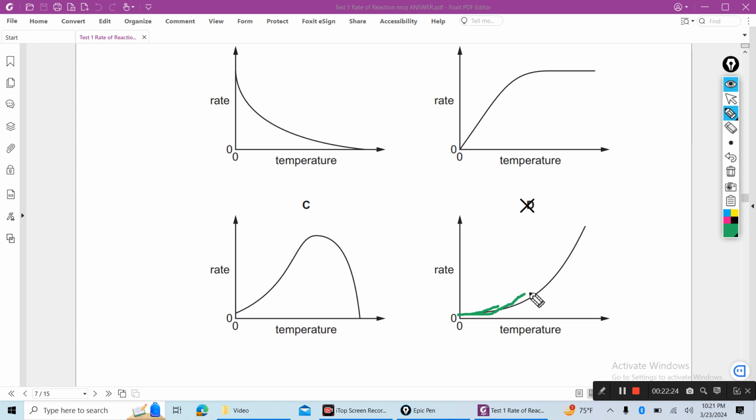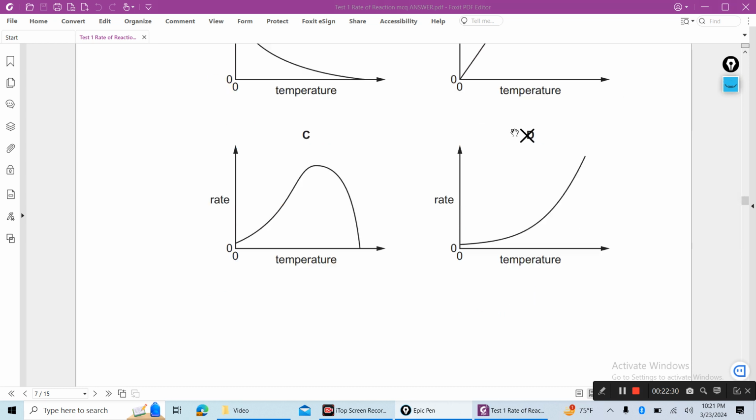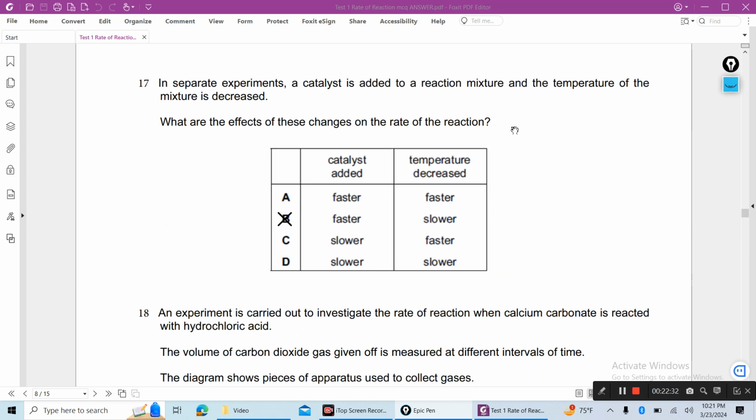With increasing temperature, the rate of reaction will increase. So D is the correct answer. Now 17.